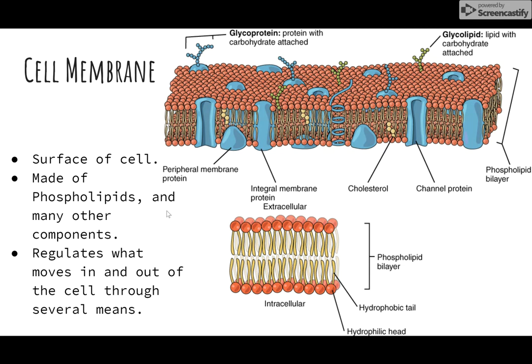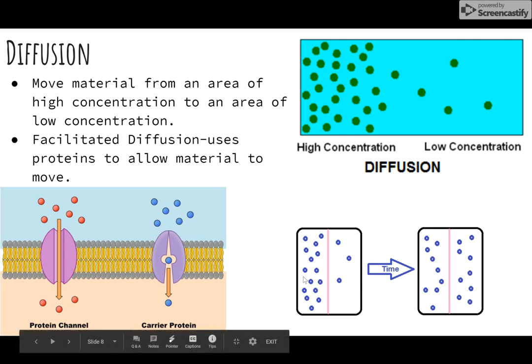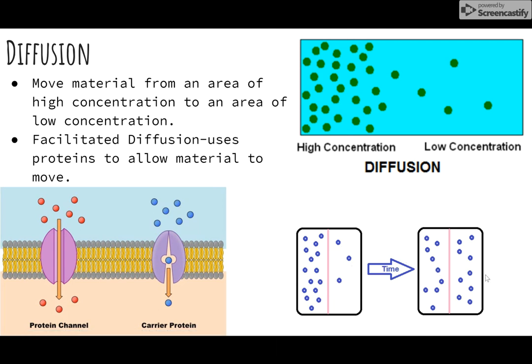So let's talk a little bit about how things get into the cell or out. The first way is diffusion, and this is very simple. You move material from an area of high concentration to an area of low concentration. Basically, molecules want to even out. They want to be equally spaced from each other. Here we have a ton of green particles on this side, very few on this side, so all of these green particles are going to move away from each other and equalize in the space. The same thing will happen across a membrane. Here we have some blue dots. They want to equalize, and over time they will move across and equalize on either side of the membrane.